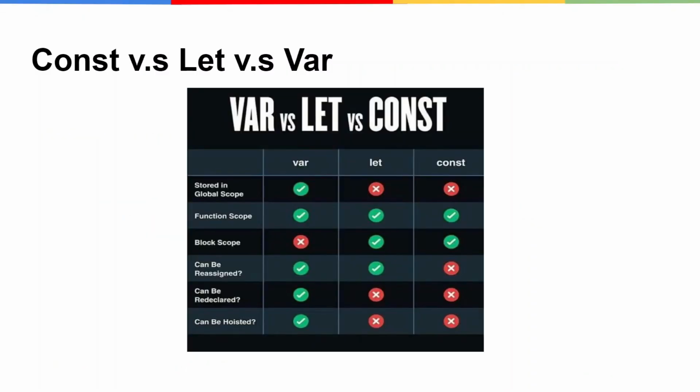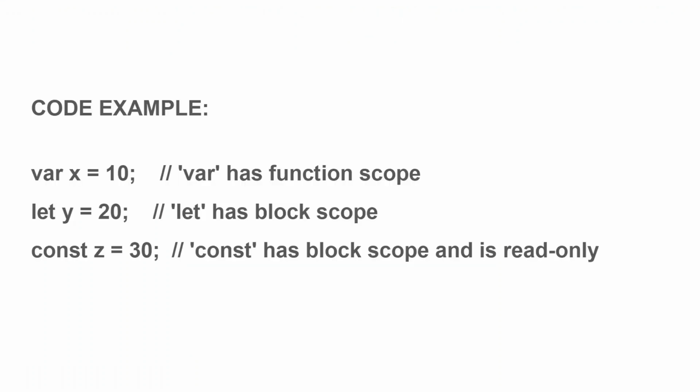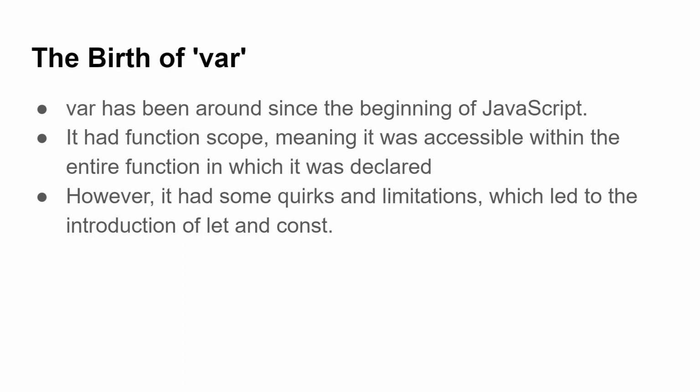To start off, let's take a step back and understand where they came from. So this is the code example. You can see var has a function scope, let has a block scope, and const has block scope and is read only. Now let's talk about the birth of var.